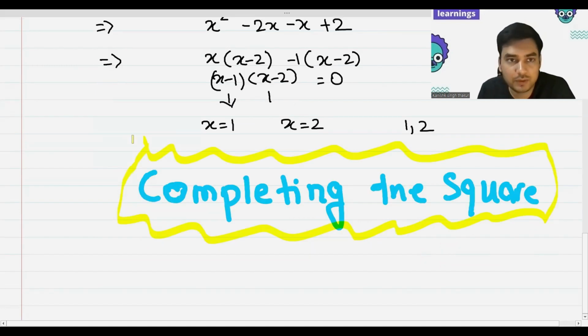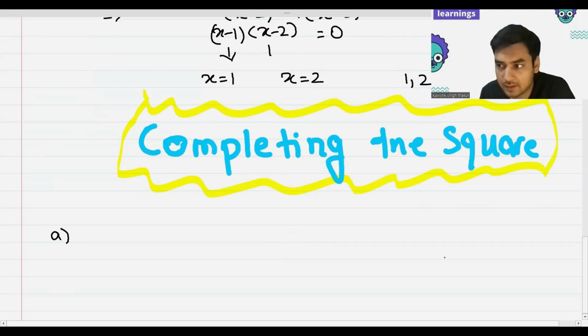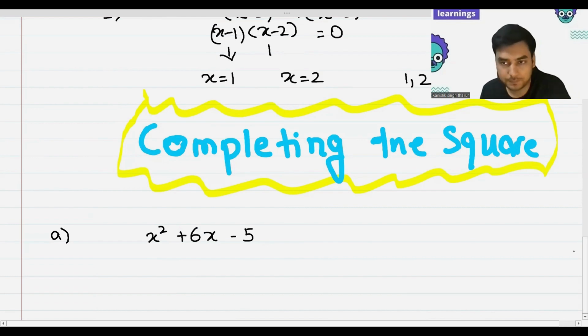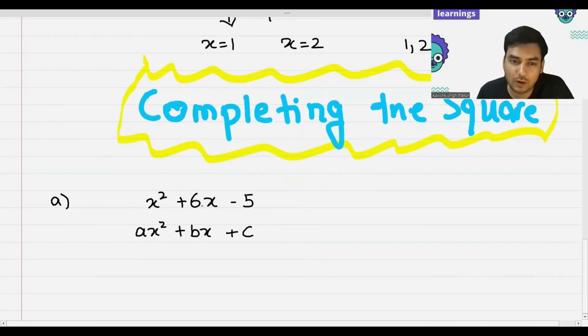Okay, so again, I'll be doing it with an example. Let me take an example over here, like x square plus 6x minus 5. Now you guys know that a quadratic equation is of the form ax square plus bx plus c, isn't it? Where a is the coefficient of x square, b is the coefficient of x, and c is the constant term.